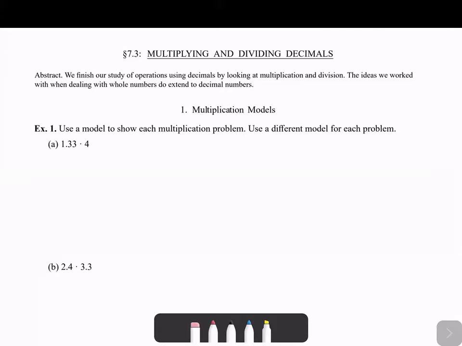Okay, so the first problem that we're given is to multiply 1 33/100 times 4. So in order to more easily use a model for this, I'm going to rewrite this using the commutative property as 4 times 1.33, where we have the 4 in the front. And so if we do that, since this is a whole number times a decimal, we can use the repeated addition model.